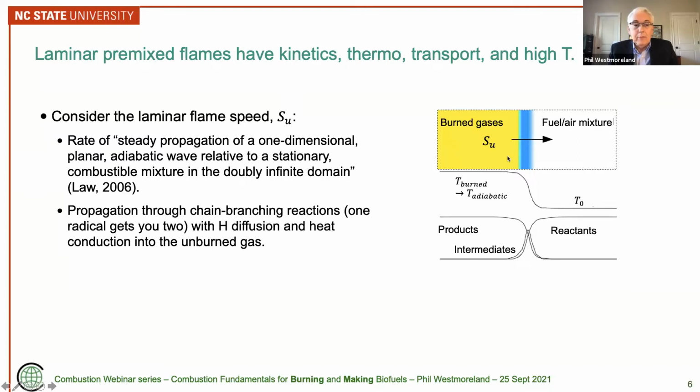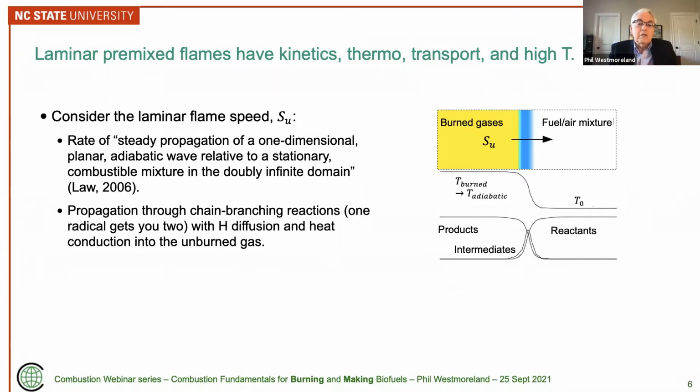The laminar flame speed, here's Ed Law's definition of it: the steady propagation of a one-dimensional planar, maybe, or maybe not locally planar anyway, and ideally adiabatic wave relative to a stationary combustible mixture in the doubly infinite domain, infinite in both dimensions. If we look at the middle part of this figure, though, you see we go from the initial temperature T0 and we rise to some burn temperature in the limit where it's adiabatic. It turns out that quantity is a thermochemical property. We can predict that without access to any rates at all.